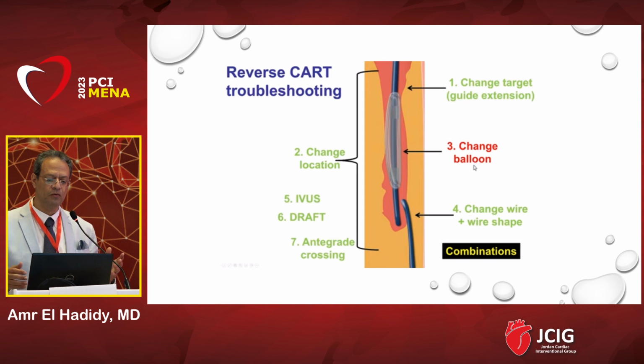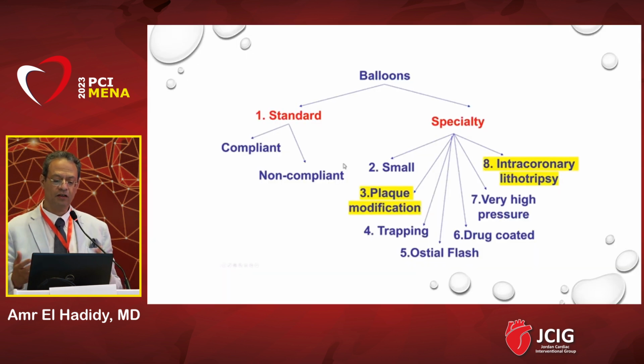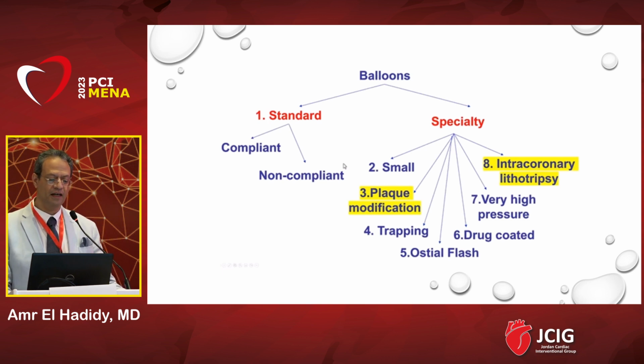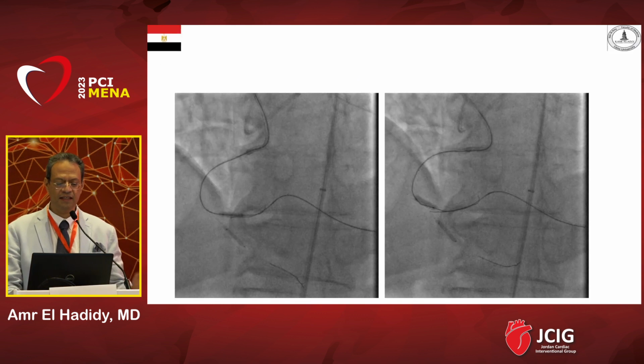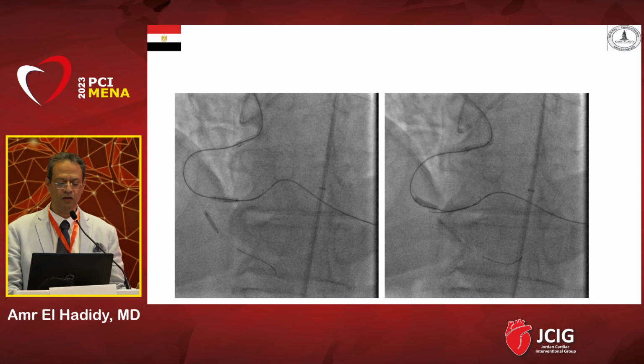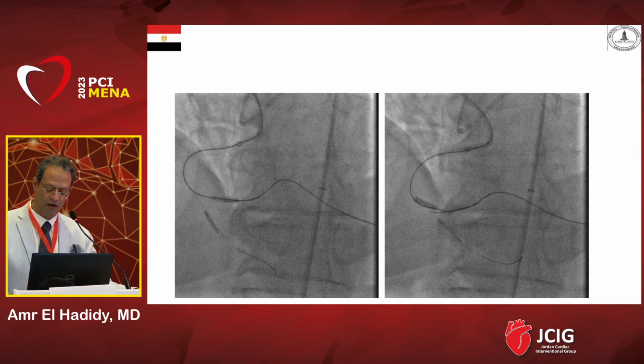We have a standard balloon or special balloons, or we like to do plaque modification sometimes, intracoronary lithotripsy in some cases, and you can change the calcium, and this is a compliant or non-compliant balloon. And then after doing this, you can see how it goes, and then you can try to direct. As we mentioned, you can change the wire shape.